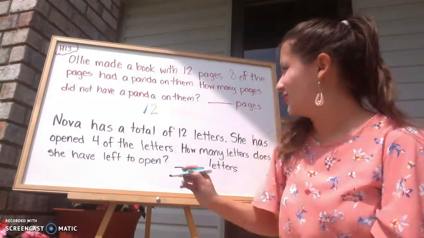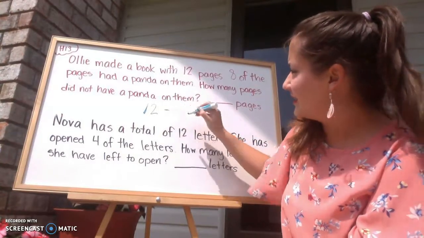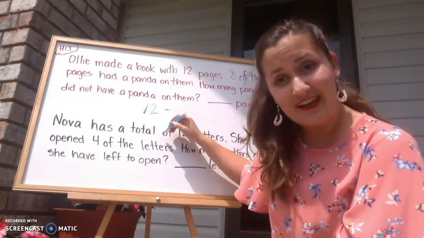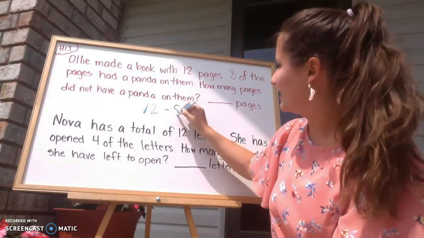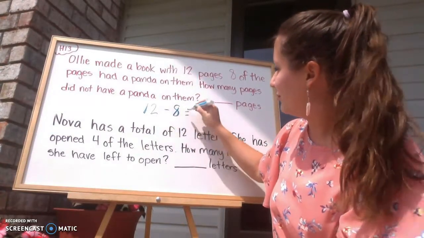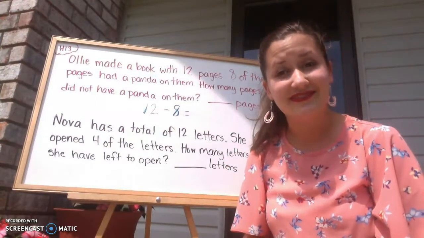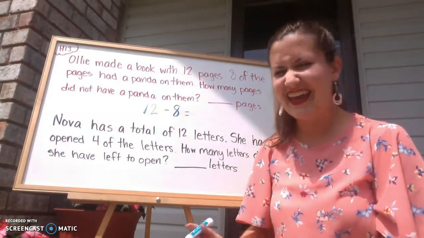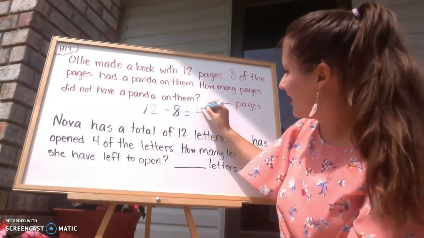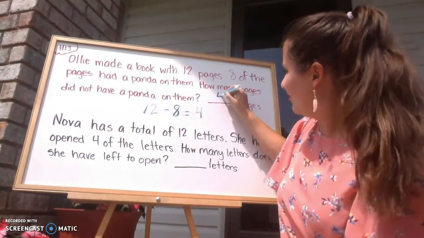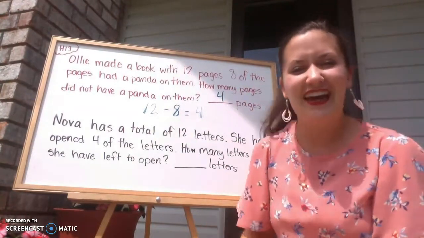You got it. We should subtract. So it should be 12 minus, and then what number do you think should go right here? Way to go. You're right. You should put the 8 right here. 12 minus 8. Now what's 12 minus 8? Do you have it? Yay! You got it right. It's 4. So how many pages did not have a panda? 4 pages. Way to go.